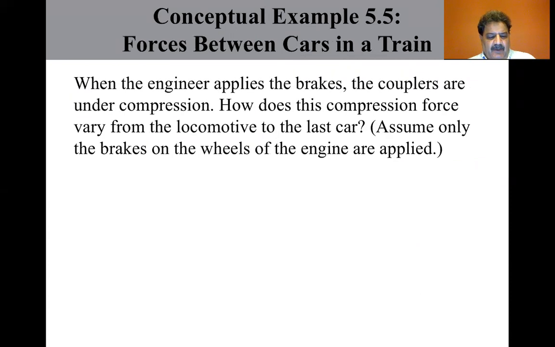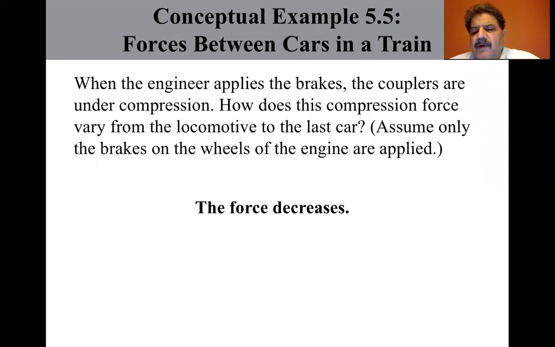All right, now when the engineer applies the brakes, the couplers are under compression. How does this compression force vary from the locomotive to the last car? Assume only the brakes on the wheels of the engine are applied. So when the brakes are applied, the force again decreases from front to back. The coupler connecting the locomotive to the first car must apply a large force to slow down the rest of the cars, but the final coupler must apply a force large enough to slow down only the last car.